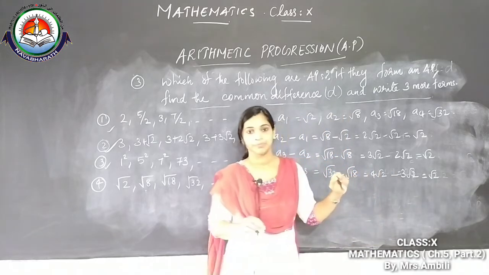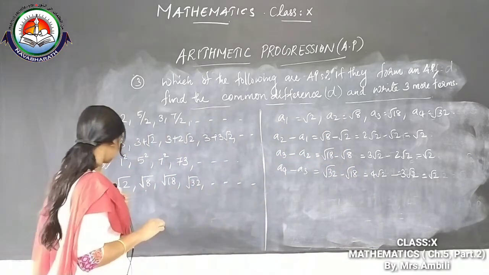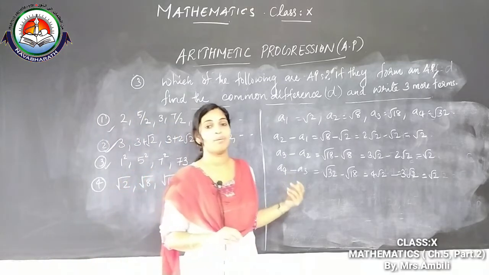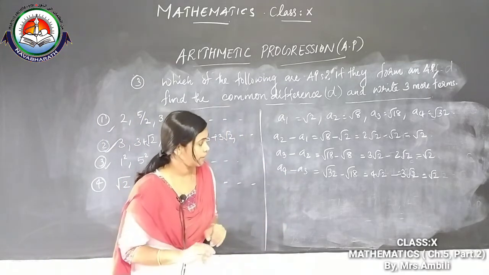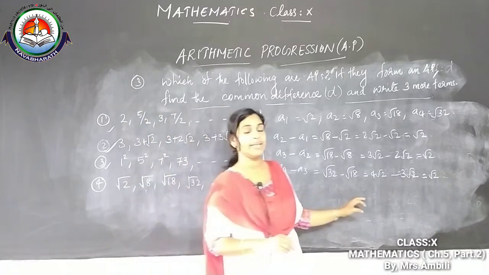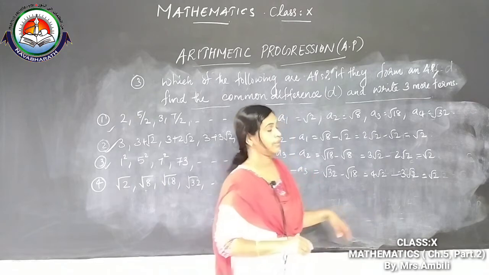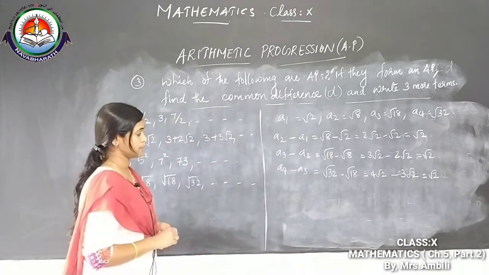Okay. So the last, that is root 2, root 8, root 18, root 32. This sequence also forms an AP. What is the common difference here? Common difference D equal to root 2. Clear? Then we need to find out the next 3 terms.